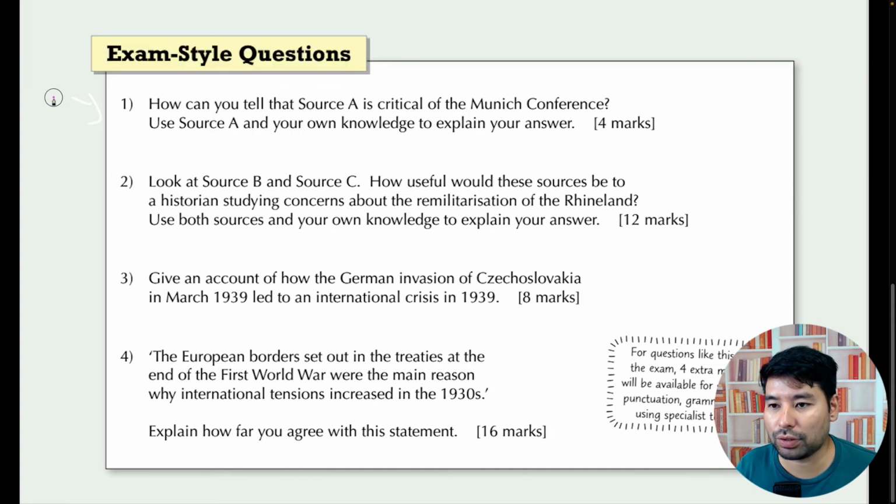So, question number 1. How can you tell that source A is critical of the Munich conference? Use source A and your own knowledge to explain your answer. So you analyze source A and then answer this one. Again, how can you tell that source A is critical of the Munich conference?